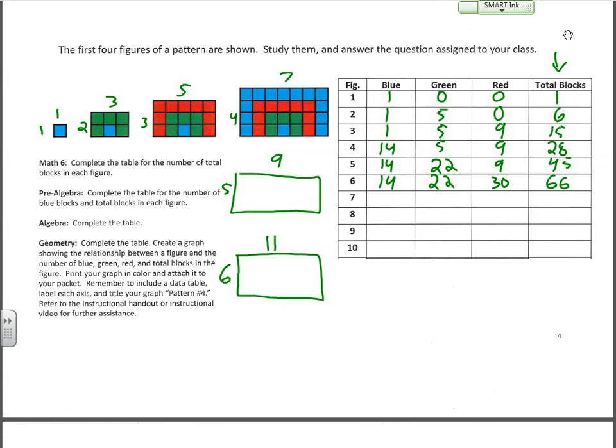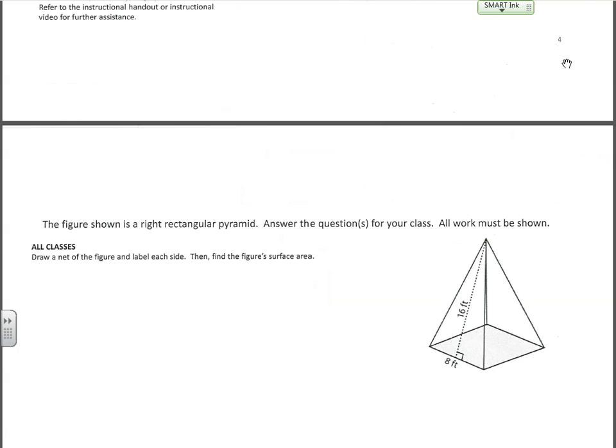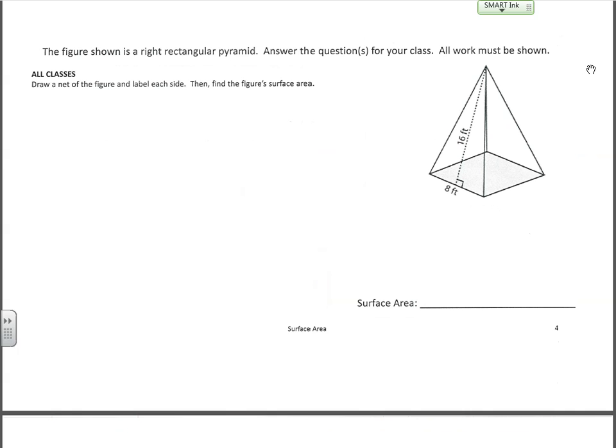Okay. Next up, we have surface area, and I incorrectly named this. This is not a right rectangular pyramid. It's just a pyramid. Your volume question is a right rectangular pyramid. I just copy and pasted to this page, and that was foolish. But it is a pyramid, and your job is to find the surface area and draw that net. There are several people who are losing points on this page. They're not drawing the net or not labeling the net. So this is an important part. Okay.